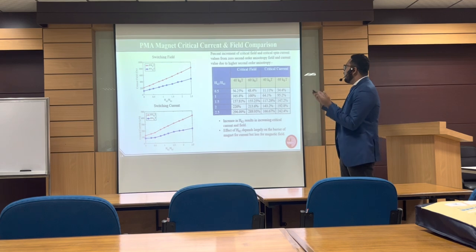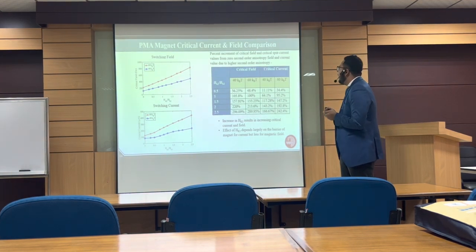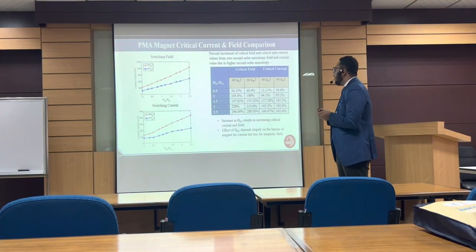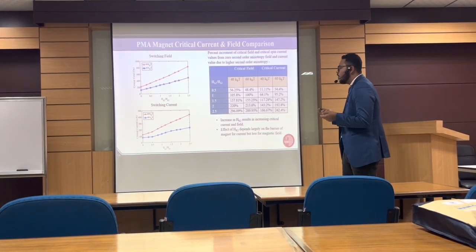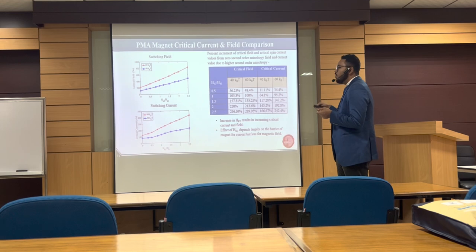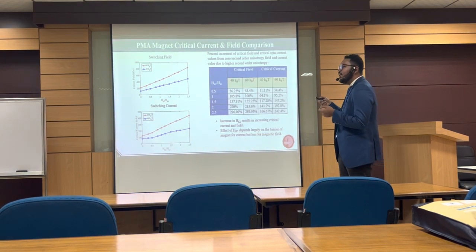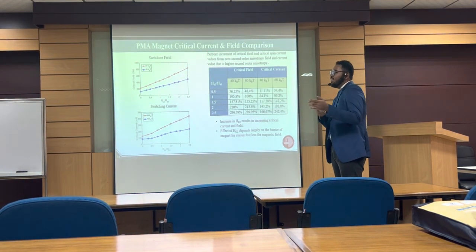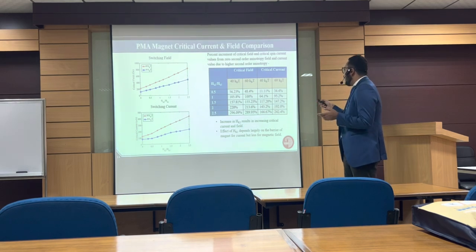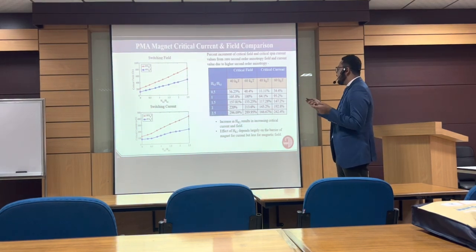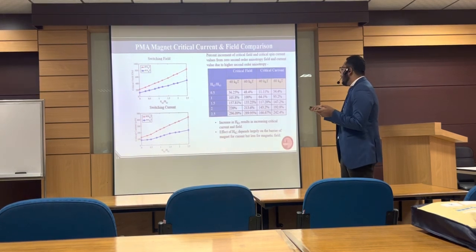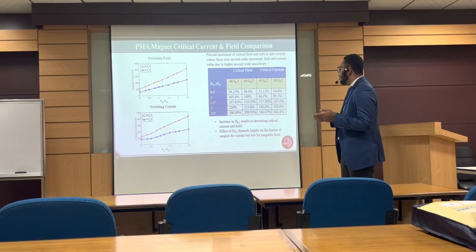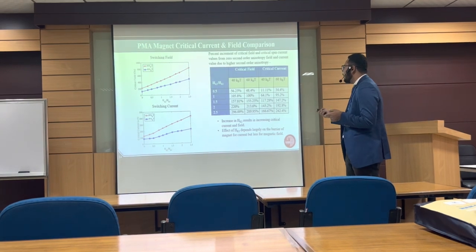If we look at the critical field and current graph, we can see that both the current and field are increasing as the second order value is increasing. This table actually shows the percent increment of the critical field and critical current from the 0 second order anisotropy. And also, you can see that the second order anisotropy affects much more on the low barrier magnet, but it actually has less effect on the magnetic field.